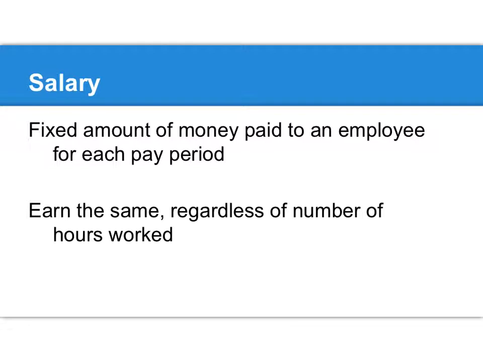So if you come in and you work 40 hours this week, you'll get paid the same as if you had to work really, really hard and stay late a few nights, and the following week you worked 50 hours. You're still getting the same pay for the 40-hour week as you would for the 50-hour week. You're earning the same amount regardless of the number of hours that you work.